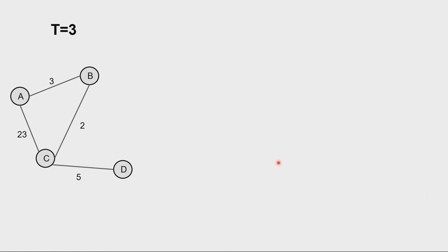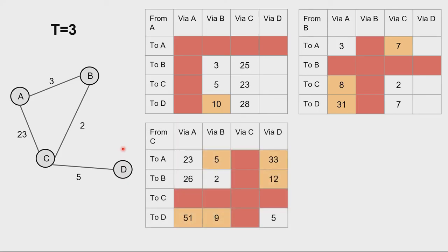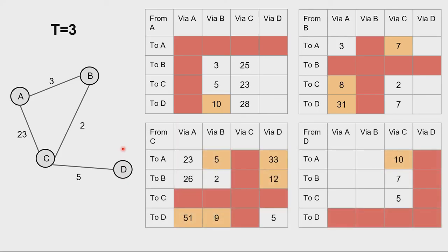In third iteration, that is at t is equal to 3, every node gets distance information about nodes that are 3 hops away, that is, A now knows that there is another route to D via C, which costs only 10 units. So it updates its routing table accordingly. Similarly, other nodes B, C, and D also update their routing table.